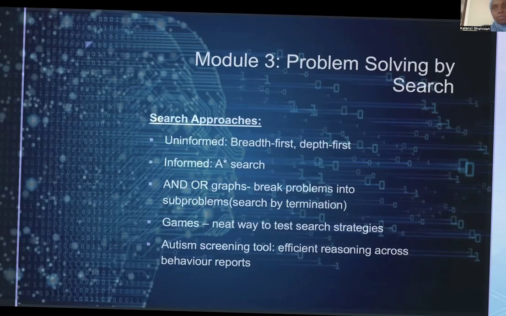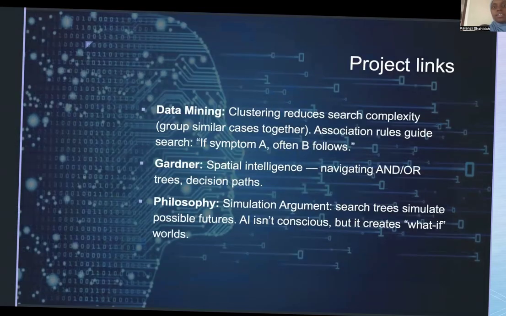like the AND-OR graph. We can use it because we need efficient reasoning across behavior reports. Then clustering. Clustering reduces such complexity because it is going to group the cases together. In data mining, we have clustering. So it will allow us to solve these problems easily. So if we group autistic people who show signs of poor communication, who have signs of unstable movement, if we group them together, it would be easier for us to identify who is autistic.